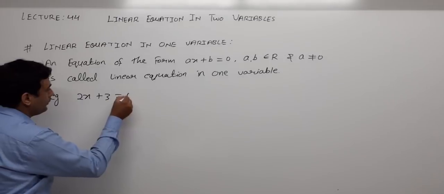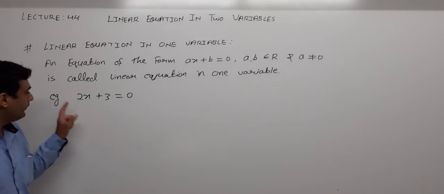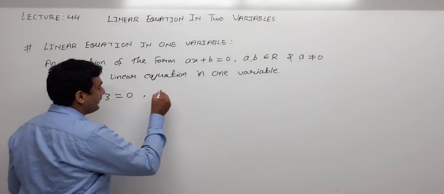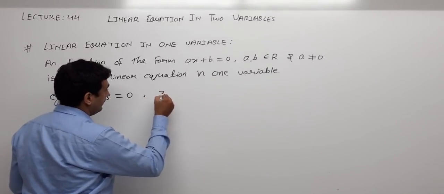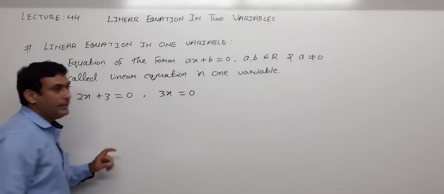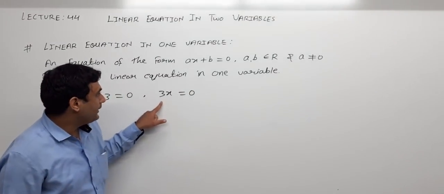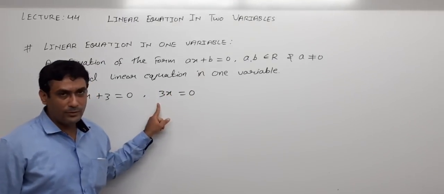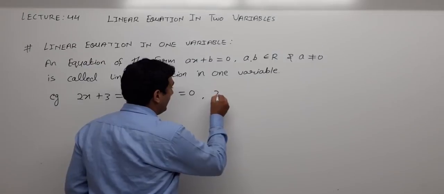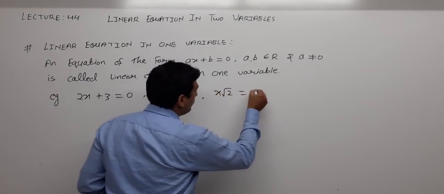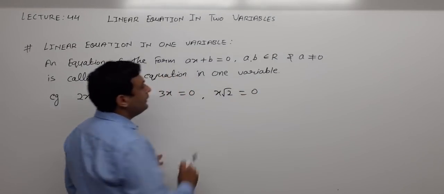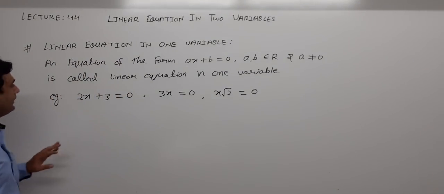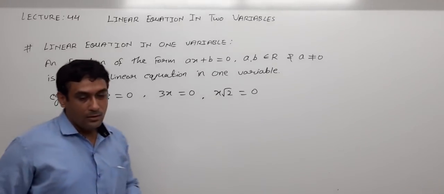2x plus 3 equal to 0. So linear equation in one variable. We can see a is 2, b is 3. Another example I can write, 3x is equal to 0. This is again linear equation in one variable. No doubt here b is not there, but it is okay. b can be 0. a should not be 0. If I write x root 2 is equal to 0, again it's linear because root 2 is a real number. So these are the examples of linear equation in one variable. Okay.